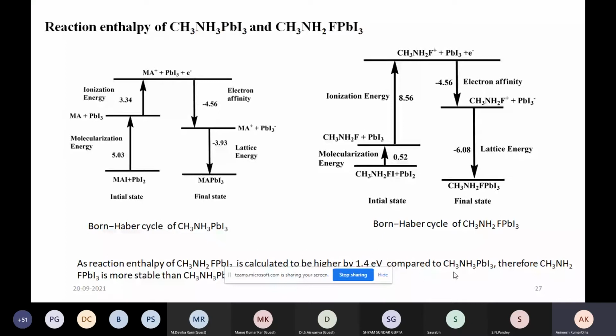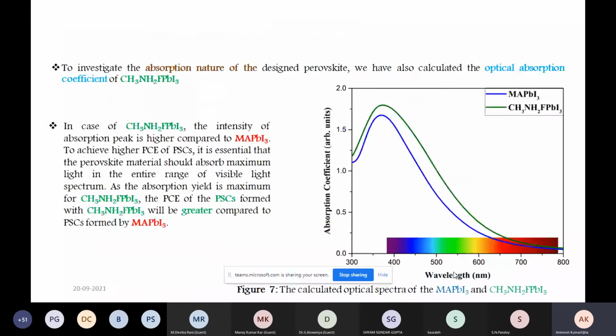Now the other part is the optical property. If we replace this CH3NH3PbI3 by this newly designed compound, can we enhance the efficiency of the solar cell? And we can say yes. If you look at this absorption spectrum, the blue one shows the absorption behavior of CH3NH3PbI3, the methyl ammonium lead iodide, the pure one. And the green absorption curve represents the absorption by the newly designed compound.